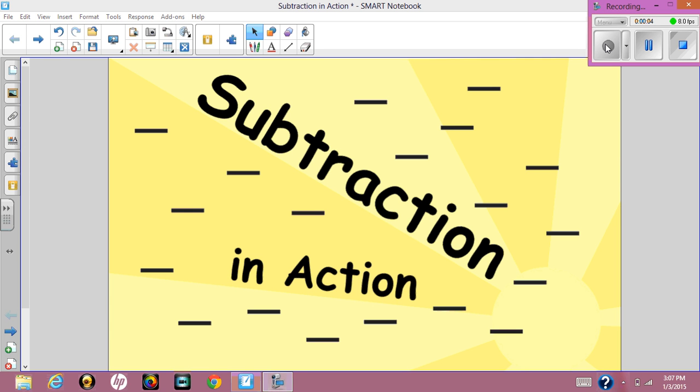Welcome to Subtraction in Action. We're going to be exploring different methods that we can use to solve subtraction equations. Let's go ahead and get started.